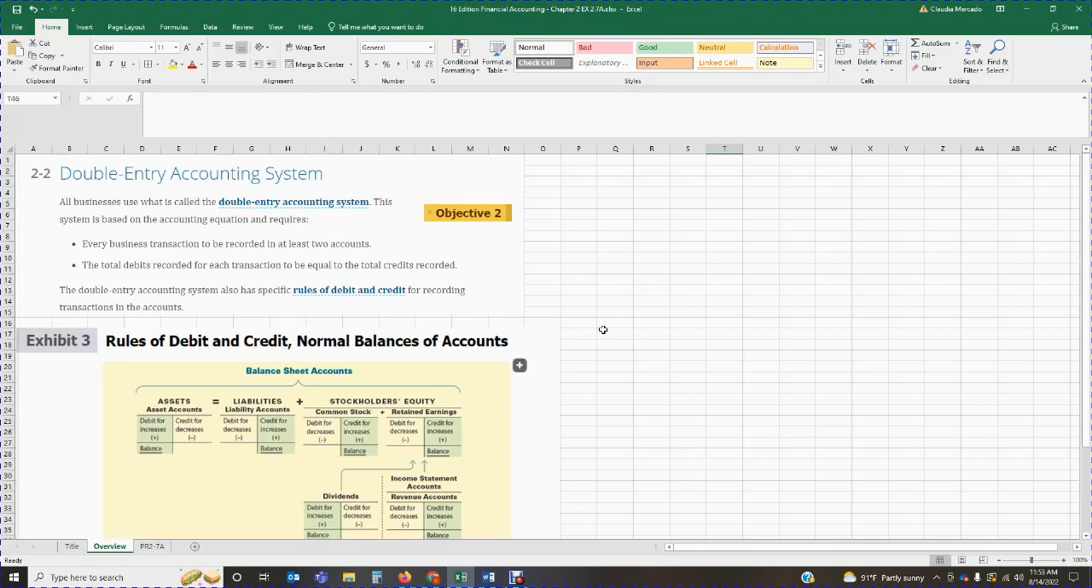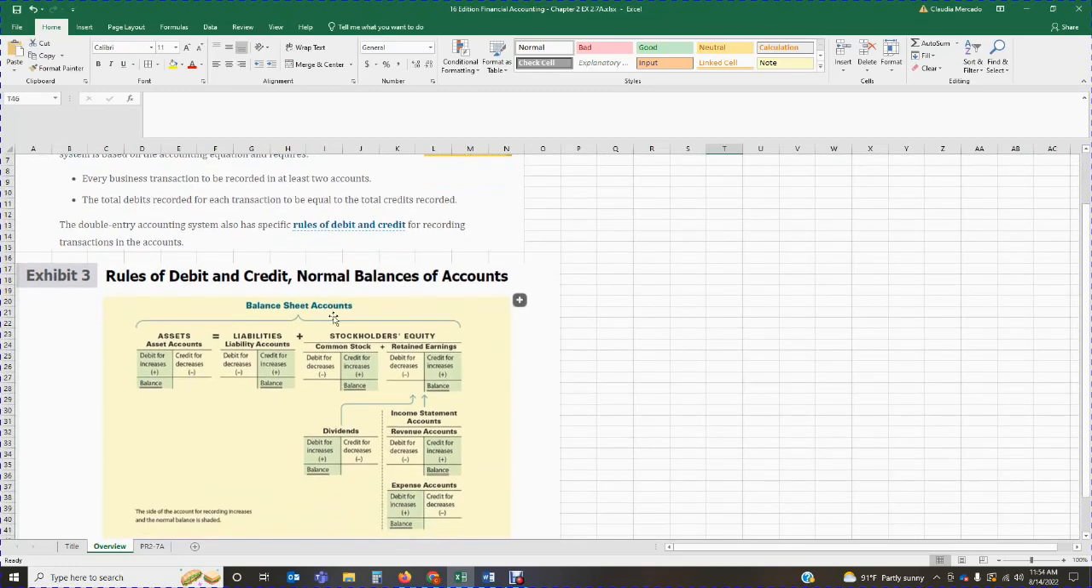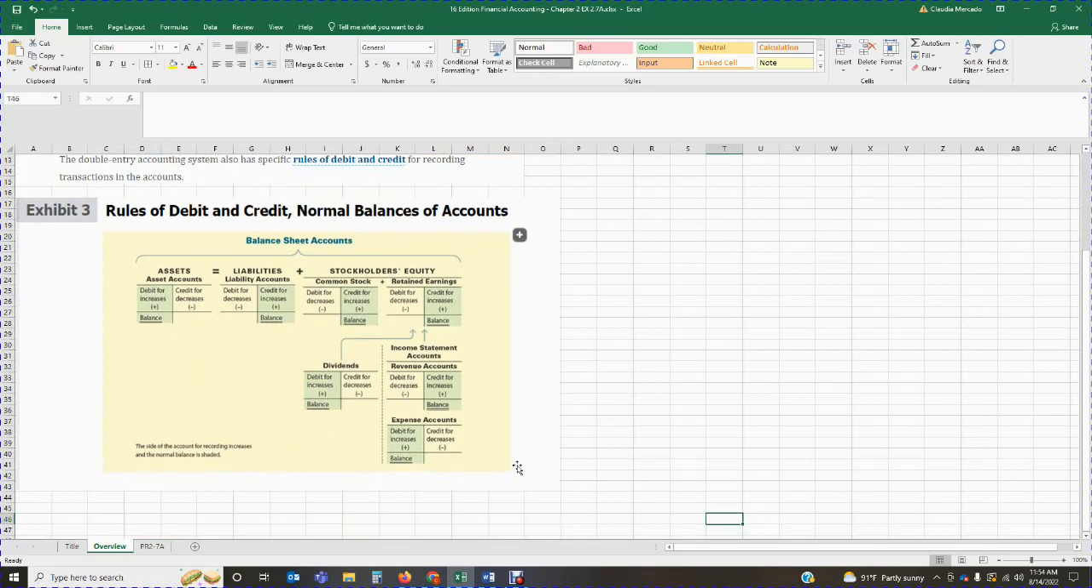It is very important. I don't ask students to memorize a lot of information, okay? But if there's one thing that you do need to know by heart are the rules of debit and credit and the normal balances of the accounts, okay? At the beginning when I started my accounting journey, I always had this with me. This is kind of like a map of what you need to do when you're working on transactions, okay?